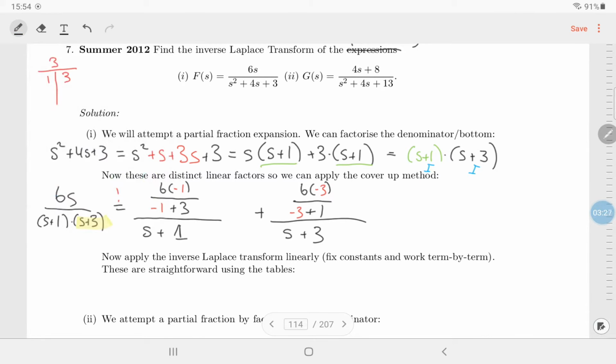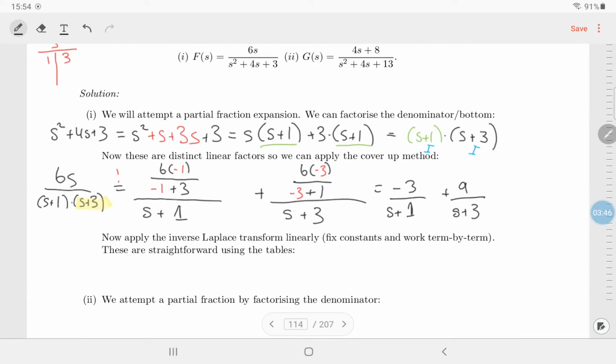So the first one is minus 6 over 2, which is minus 3. Minus 3 over s plus 1. And the other one is minus 18 over minus 2, which is plus 9. And now we can send this back linearly, term by term, fixing the constant. So that's big F of s. So it goes back to little f of t.